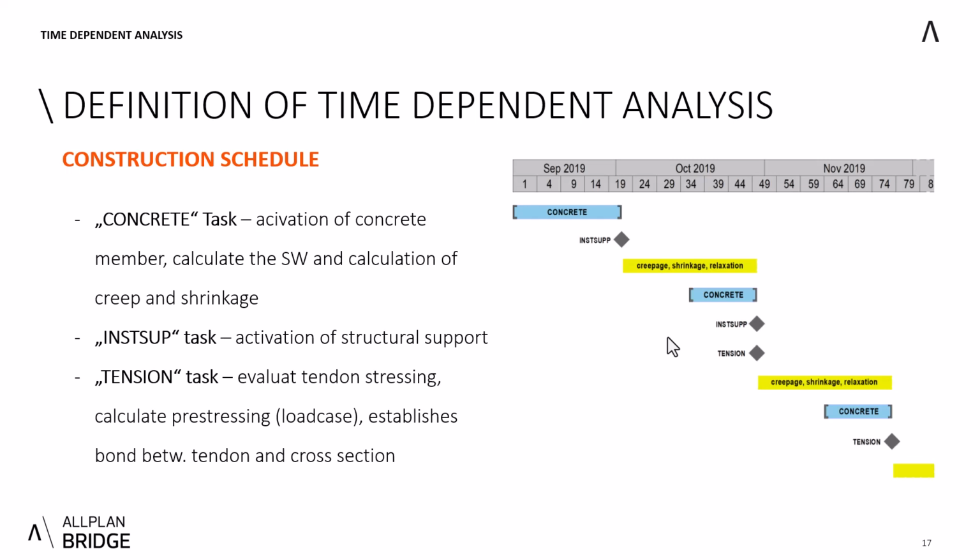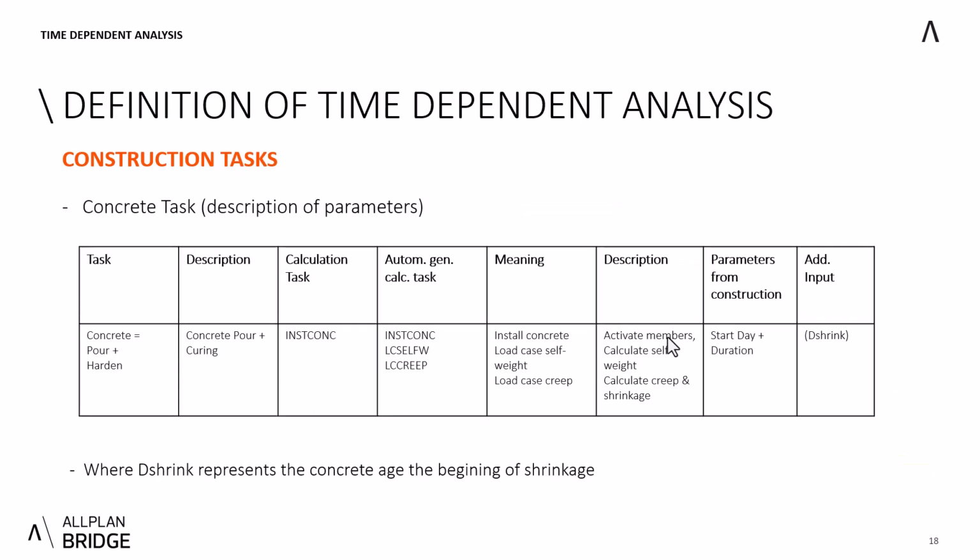And of course, I forgot to mention here also what is important, the tension task, which basically evaluates the tendon stressing, calculates the pre-stressing load case, and establishes the bond between the tendons and the cross-section. So this is just a brief overview. Now let's go a bit more into detail about what a task basically does.